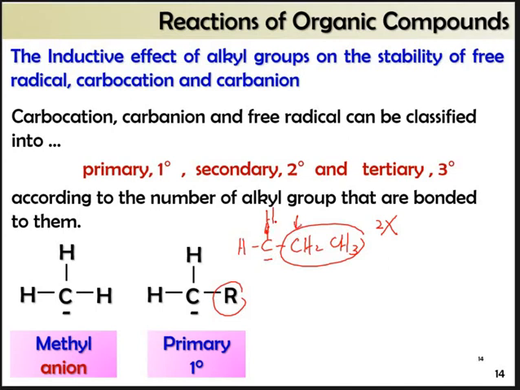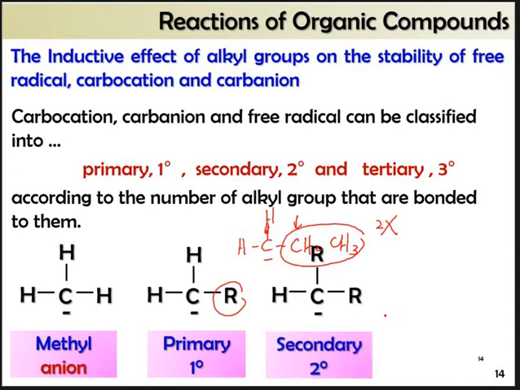So the other two are hydrogen, hydrogen. Okay, so ini dikira sebagai one alkyl group. So if one alkyl group, that means it is primary carbanion. Okay, we just count the bond that is directly attached to the carbanion. And then if we have two alkyl groups, it is secondary carbanion. And if we have three alkyl groups attached to the carbanion, it is tertiary carbanion.